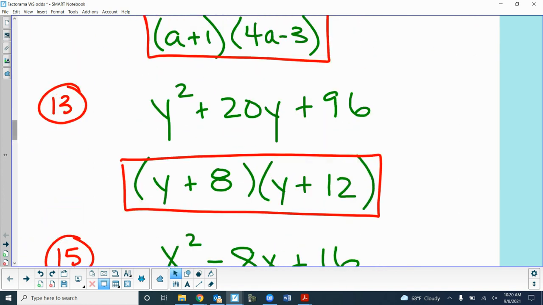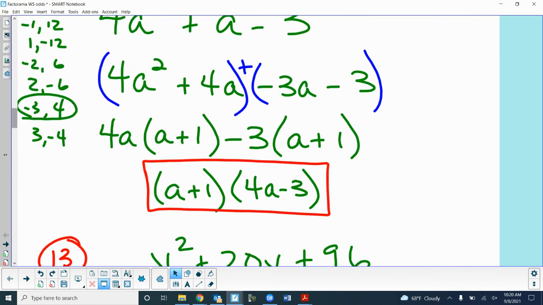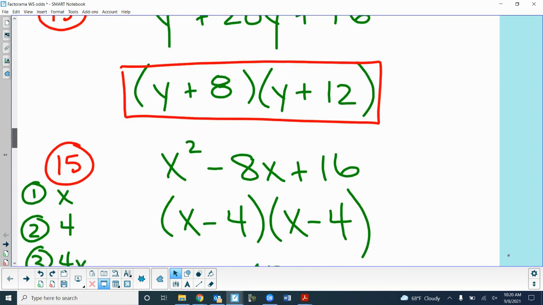Number 13, another regular trinomial. A is 1. So I just looked at factors of 96. It added up to 20. It was 8 and 12. Since that's addition, they're both addition. If that was minus, these are supposed to be minus. Again, if it's a negative there, then you got a plus and a minus. One's going to be addition, one's going to be subtraction. So that C value helps you with signs.